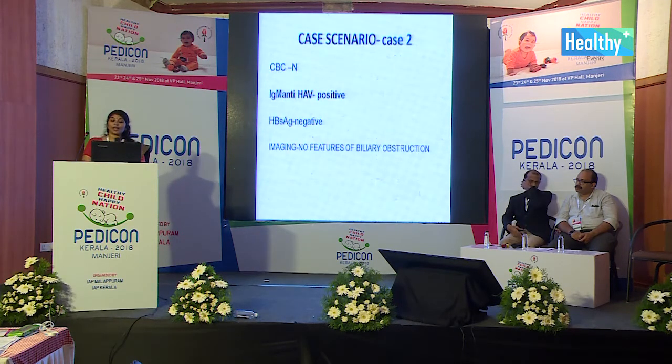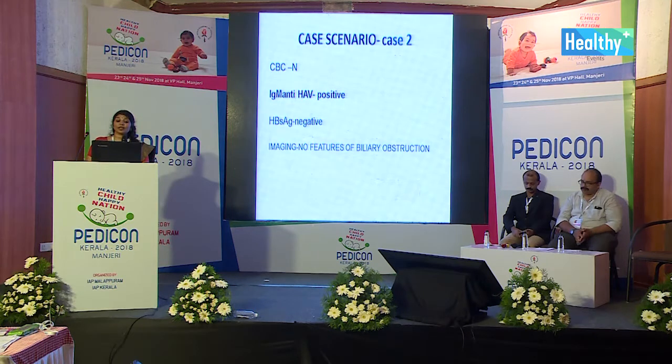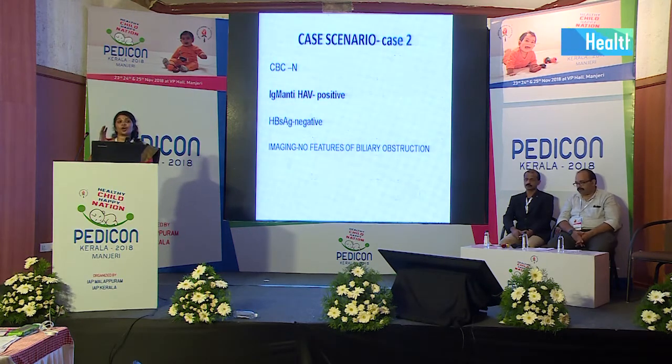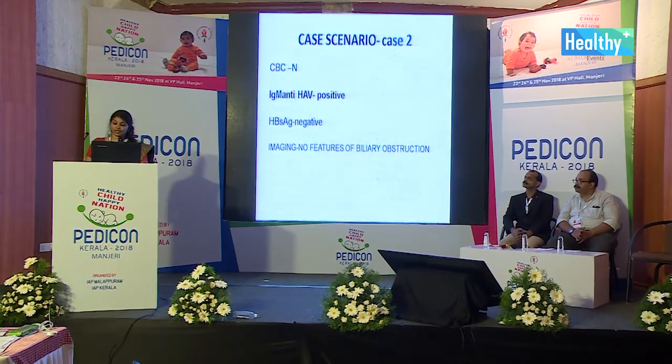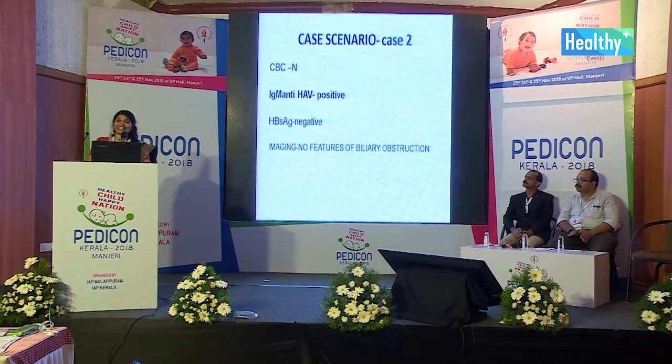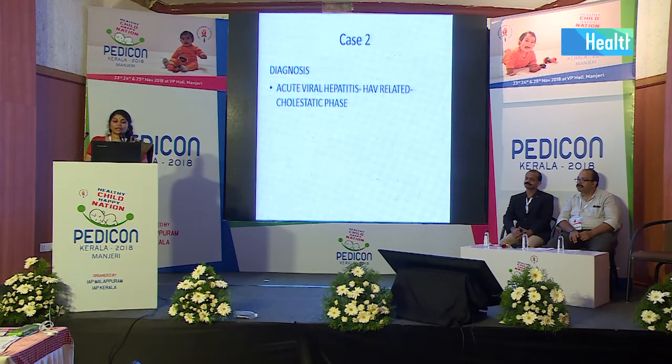Here, the IgM anti-HAV was again positive, and the viral markers, the HBsAg and HCV were negative, and the imaging was not showing any features of chronic liver disease or biliary obstruction. I'm trying to keep it as simple as possible. So this is an acute viral hepatitis, HAV related cholestatic phase. So we saw an acute viral hepatitis which has a prolonged hyperbilirubinemia and has gone into cholestasis.